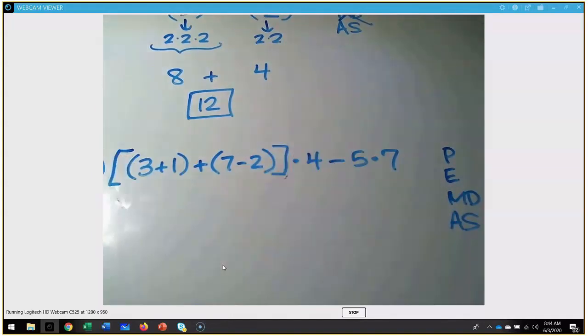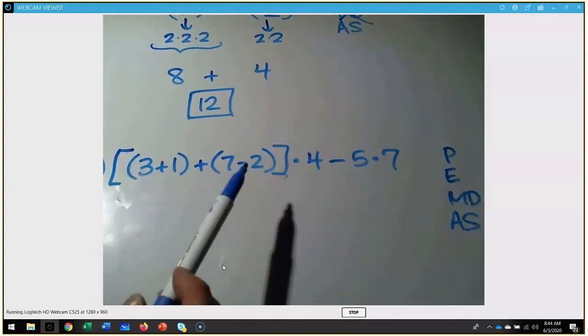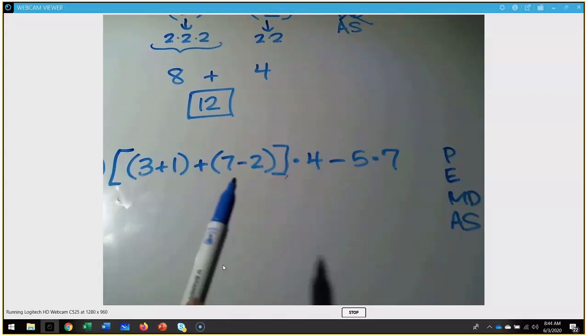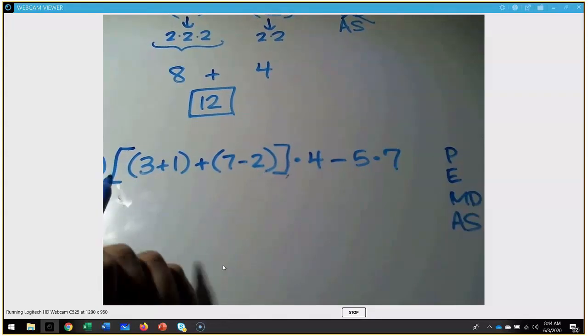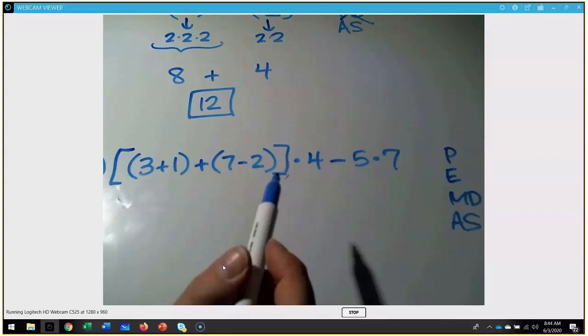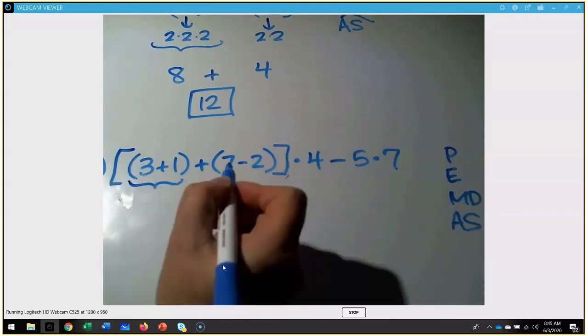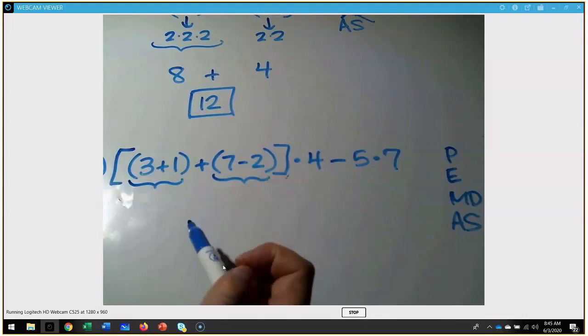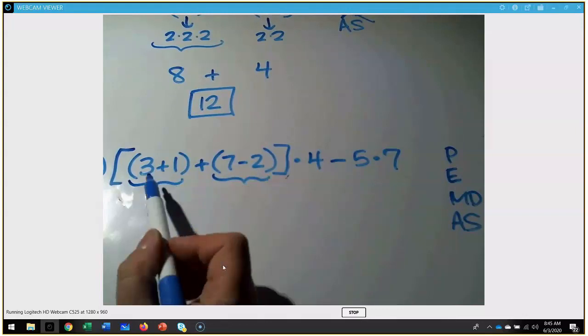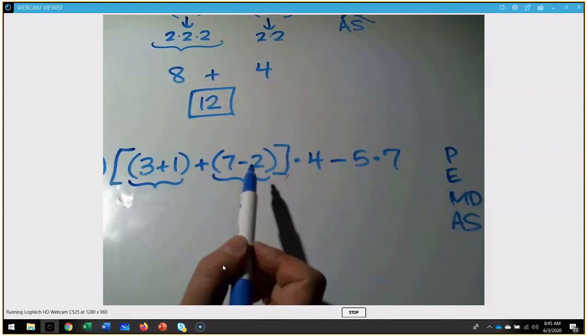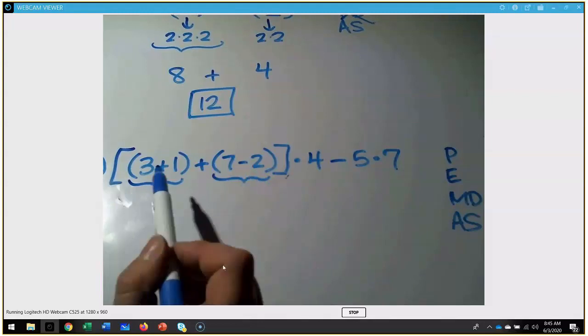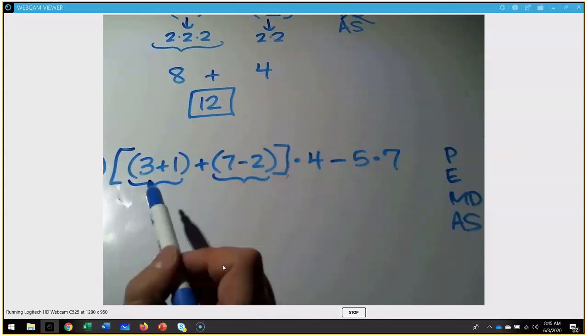Okay, bottom line is, if it looks like a parentheses and it's close, it probably is parentheses. When you have more than one set like this, you have to work from the inside out. So I'm going to do these two things inside first. They are the innermost sets of parentheses in the problem. Then I can take another look and see what I can do with those brackets.